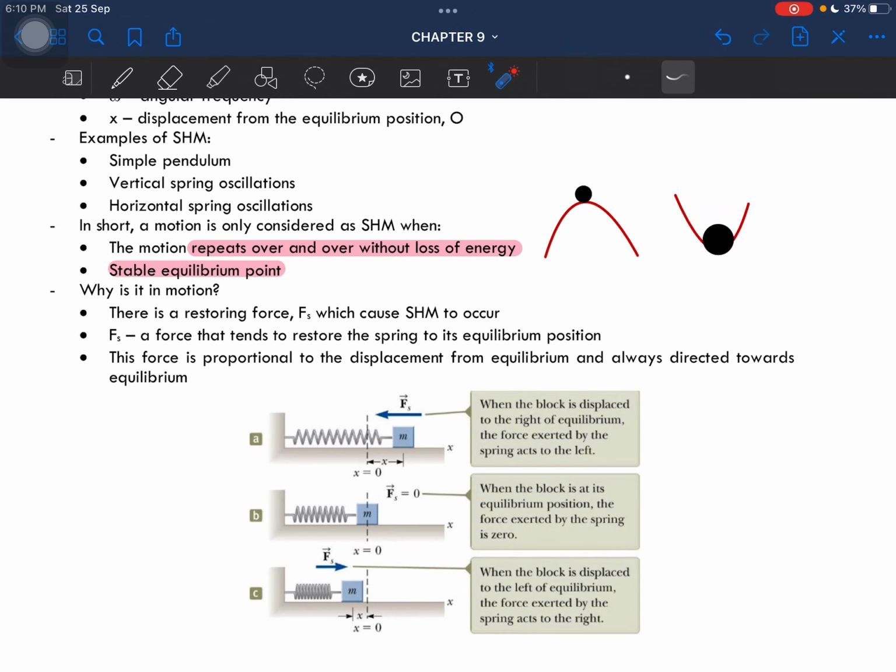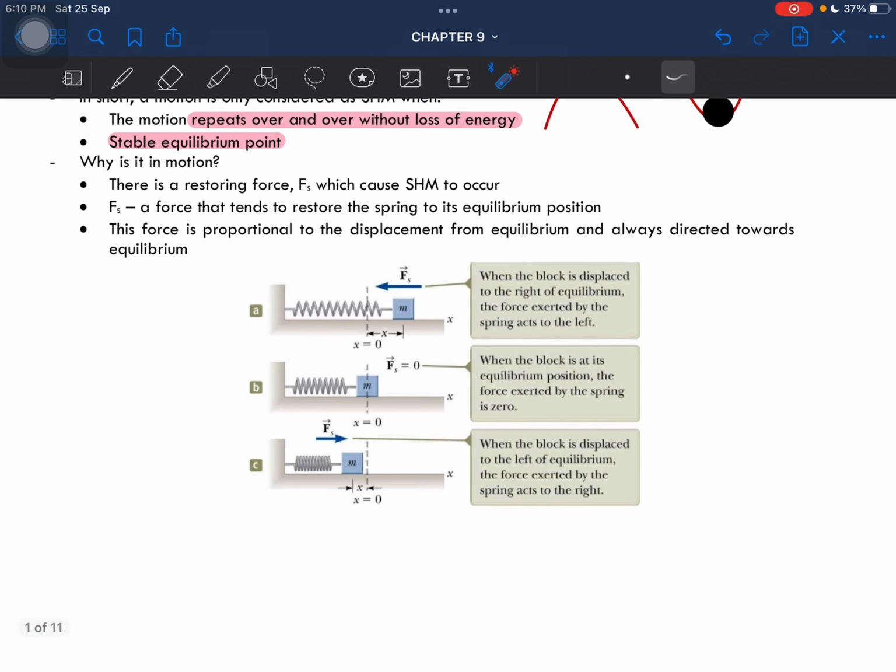Okay, so why is it in motion? It is because there is a force known as restoring force. The restoring force has a tendency to restore the spring to its equilibrium position, its original position. And this force is proportional to the displacement from equilibrium and always directed towards the equilibrium.